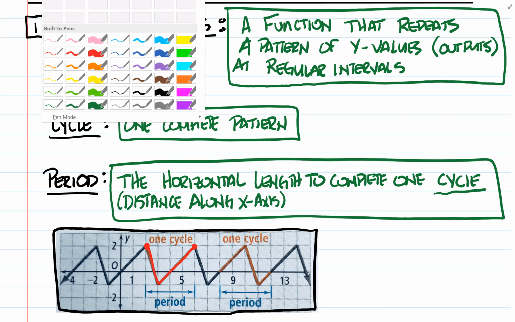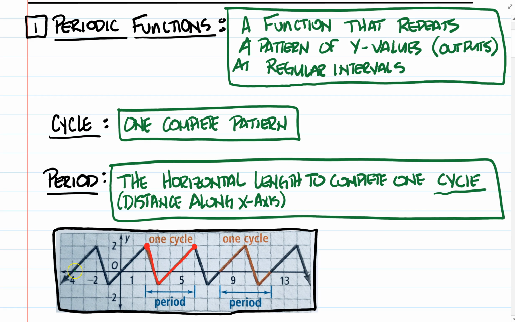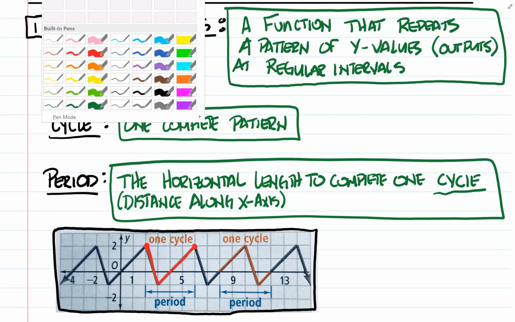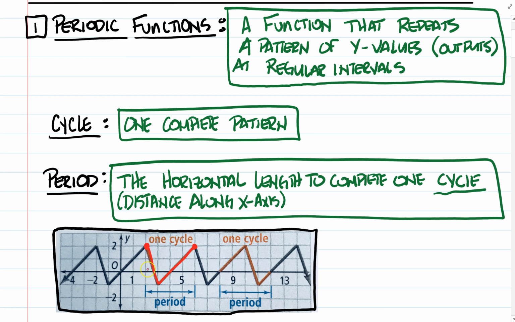You may also consider this in green one cycle. If I started here, went up, and then went down, and then went back up, that would also be one cycle. So it just depends on where you start and stop. So it can be anywhere. In this particular case, since I called this in red one cycle, the period is the distance along the x-axis that it takes to complete. So the period would be from here to here. So we would measure that in units along the x-axis.